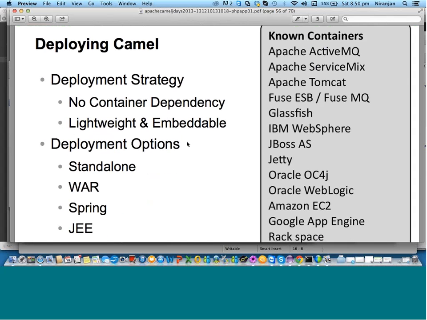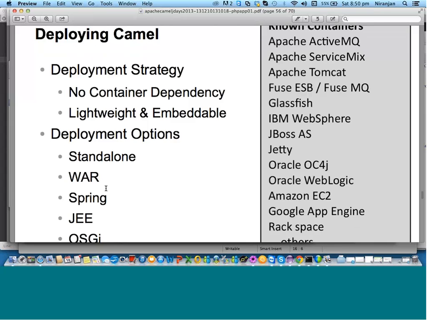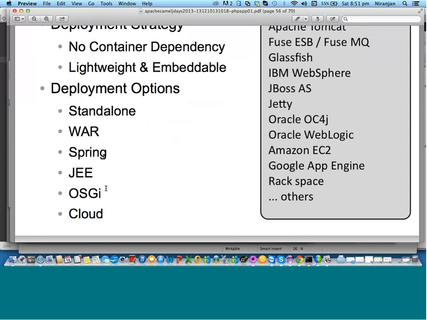Now you can deploy your Camel in all these places. You can deploy it as a standalone module. You can deploy it as a WAR web component. You can deploy it as a Spring component. You can deploy it in an enterprise application server. You can deploy it in OSGi, and you can also deploy it in the cloud.